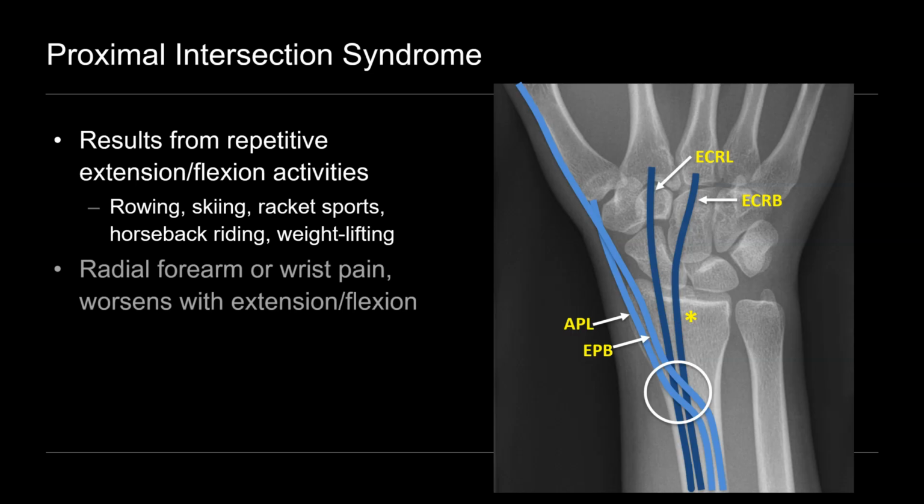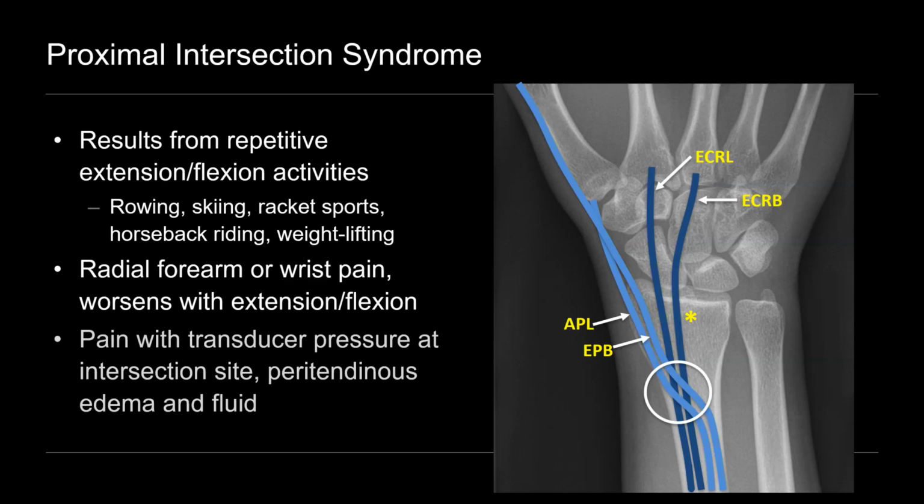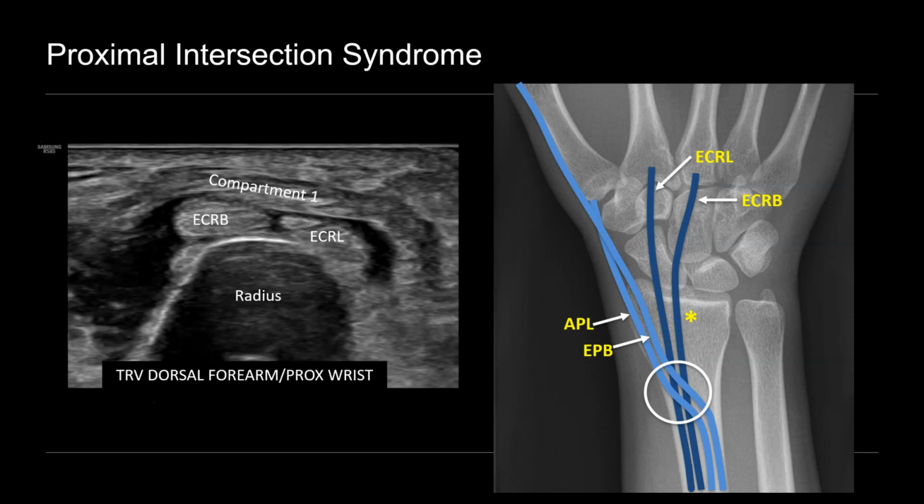When it becomes inflamed, patients will present with radial forearm or wrist pain that worsens with extension and flexion. And on ultrasound, we'll have tenderness to sonopalpation at the intersection site, and we'll also see peritendinous edema and fluid. So again, if we place the transducer right at this intersection site in a patient with proximal intersection syndrome, we'll see this peritendinous fluid and edema.